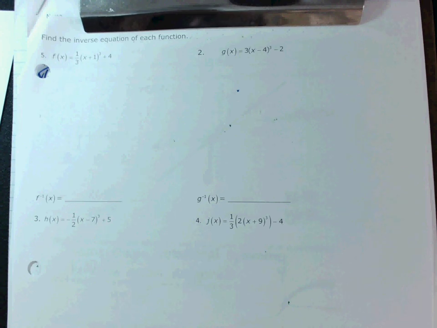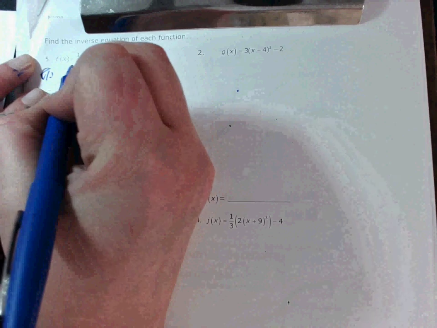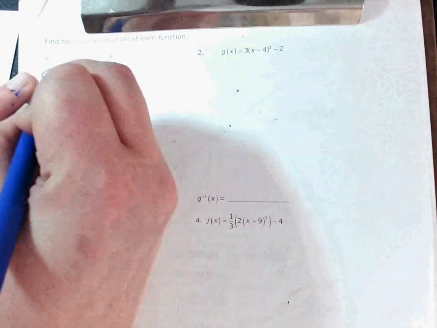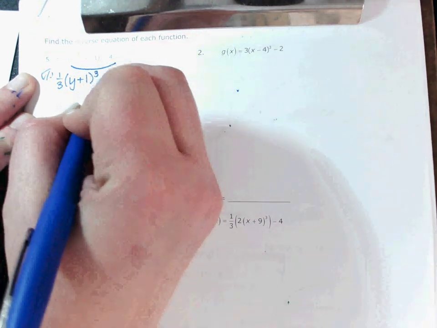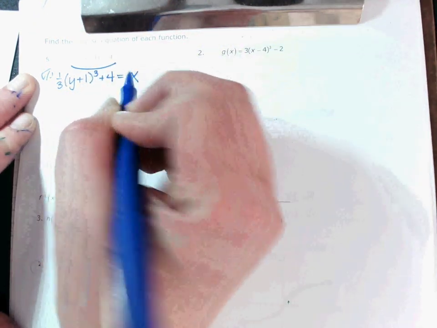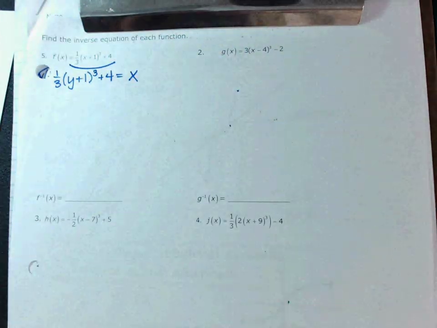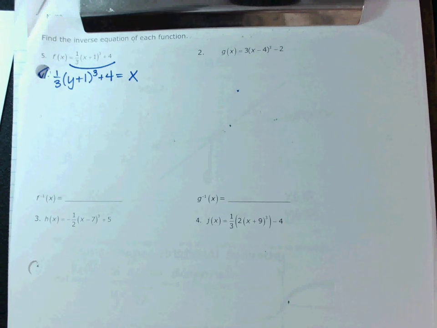Okay, we're not going to do all 4 of these, but let's take a look at, we'll start with number 5. Okay, you're doing inverses, so we're switching the letters and switching the signs. I'm going to do this side first. So it'll be 1/3 (y plus 1) cubed plus 4 equals x. So I'm switching the sides and the letters at the same time now.